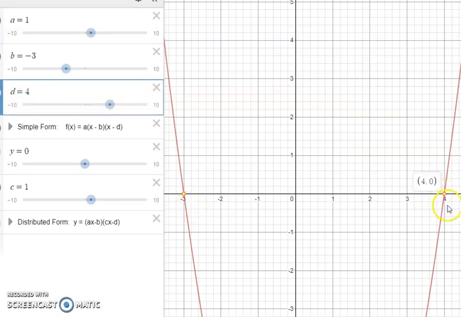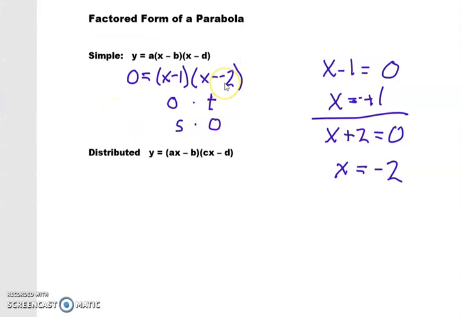What's happening is it always has to match what's inside the parentheses, and that is because, as we saw here, zero property: either the first set of parentheses is equal to 0 or the second set of parentheses is equal to 0. How do we know that? Because on the x-axis, y is equal to 0. Now, let's look at the other form, the distributed form. We're going to use the same reasoning, and we're going to ask ourselves, on the x-axis, y is equal to 0.